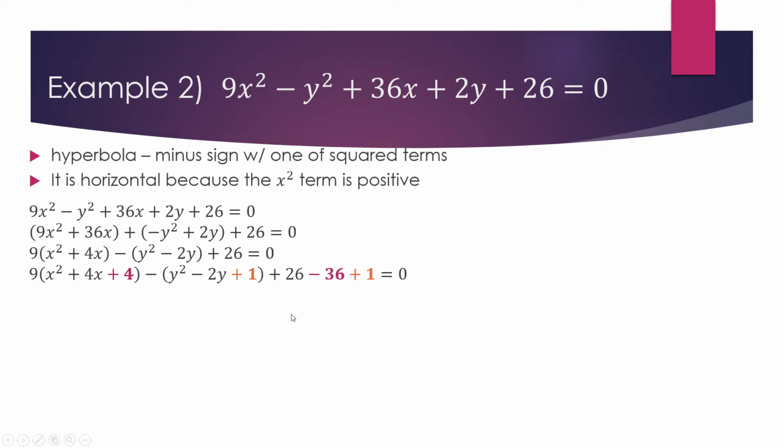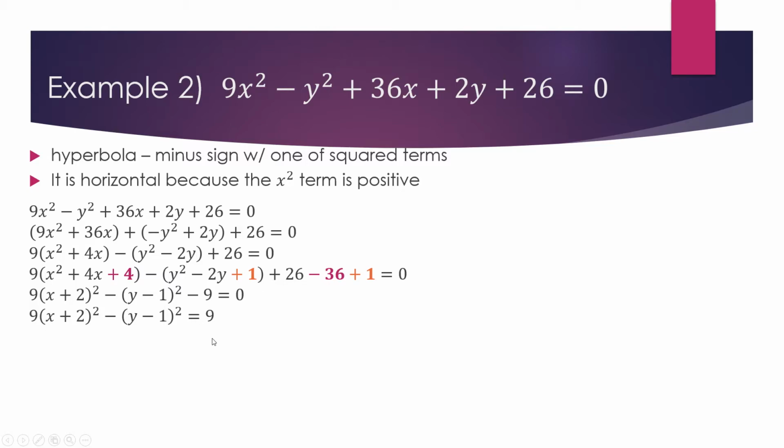If we simplify this, half of 4 is 2, so we get x plus 2 squared. Half of negative 2 is negative 1, so we get y minus 1 squared. 26 minus 36 plus 1 gives us a minus 9. If we add 9 to both sides, then you have this is equal to positive 9.